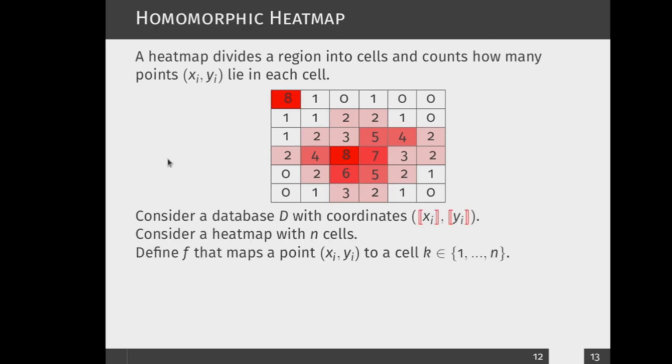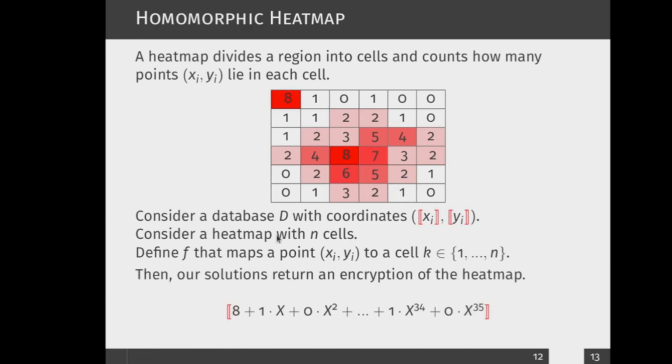So we can consider that the server has a database holding encryptions of coordinates xi and yi. And then let's consider that we have a heat map with n cells. So we can define a function that maps a point to one of the n possible cells. And computing the heat map is exactly counting how many times each of these cells appears when we evaluate this function on these points, right? So this is exactly what our method does.